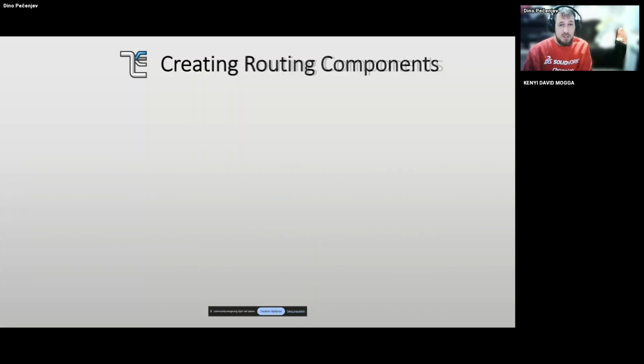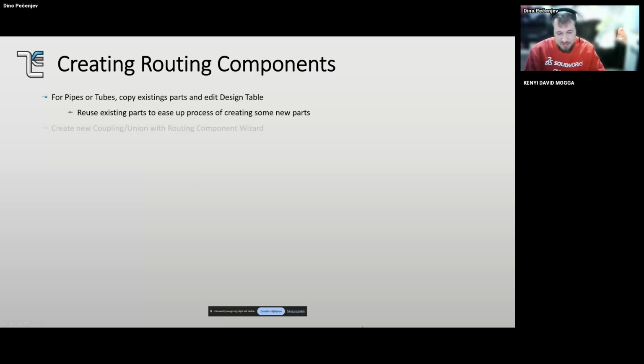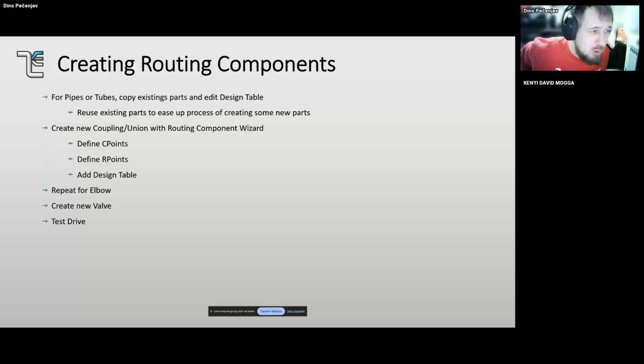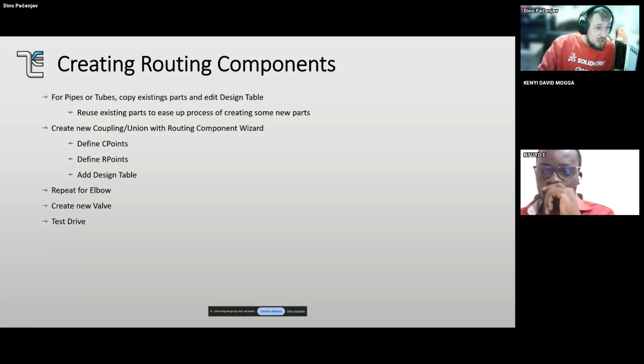Let's move on. Now, this bit is a little bit longer, but I'm just going to hop on and make it clear as possible. So if we want to create our own components, how we do it, we either reuse some components and edit them, or question, can we change the piping color? Yeah, we can change the piping pipes, sir. Just a moment.